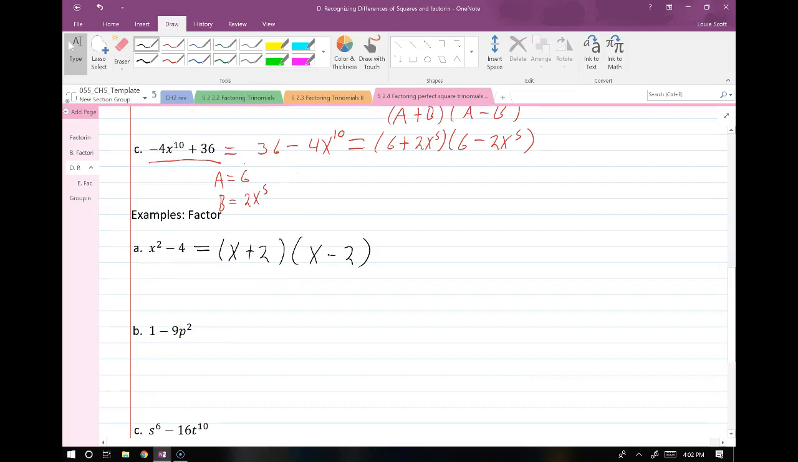Okay, for this next one, my a is just equal to 1. My b is just equal to the square root of that second term, which is just 3p. So this is equal to 1 plus 3p times 1 minus 3p. And that's it. Right, difference of squares, super easy. Once you learn to recognize them, they're super easy to use.